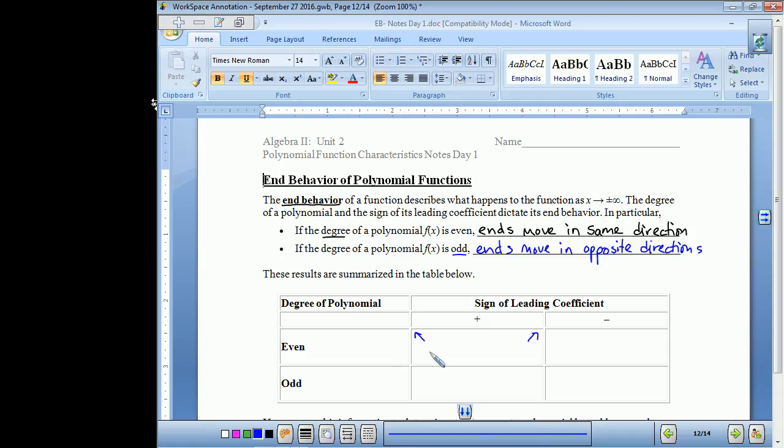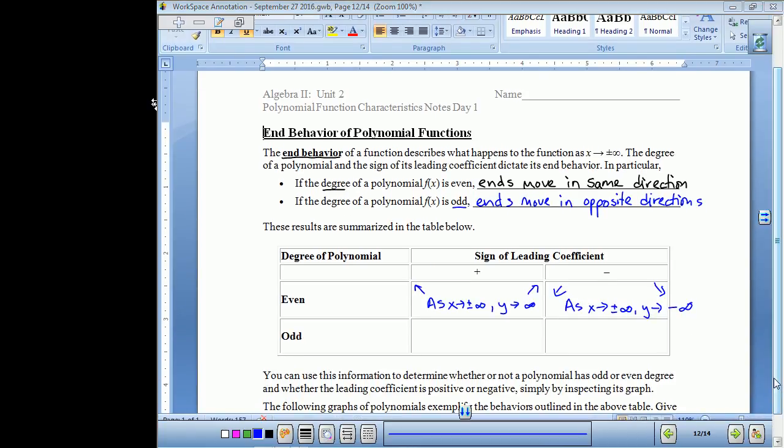Alright, so if it's even, it's going to rise, rise. Even and positive, rise, rise. So we would write as x approaches positive or negative infinity, y approaches positive infinity. But if it's even and negative, it's going to fall, fall. So as x approaches positive or negative infinity, y approaches negative infinity. Wow, that's a neat trick.